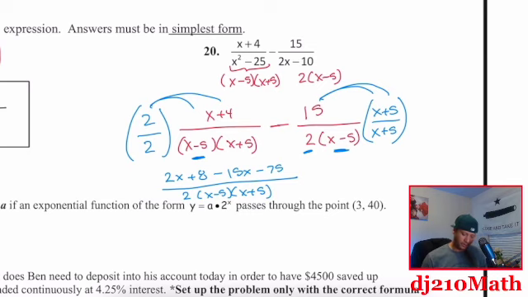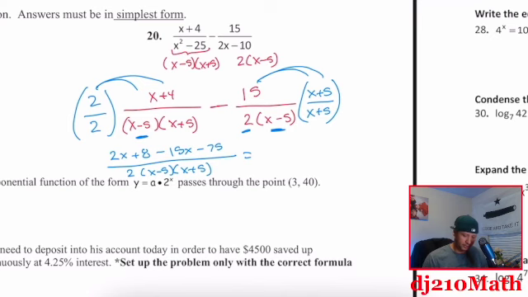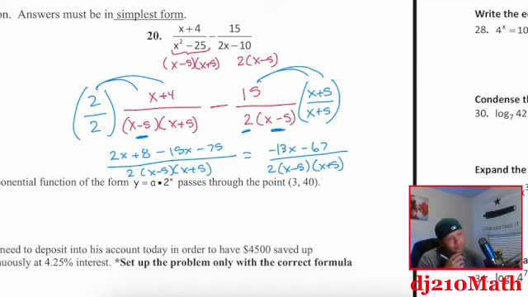All right, combining the numerator. 2 minus 15 is negative 13x. 8 minus 75 is going to be negative 67. Over 2, x minus 5, x plus 5. Feels right. Then again, it feels wrong.